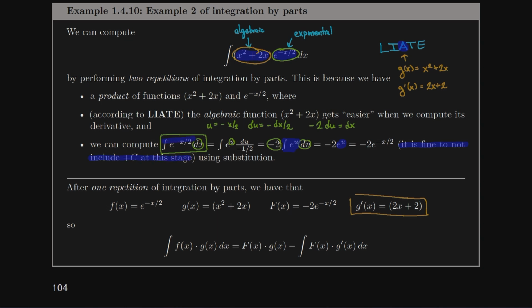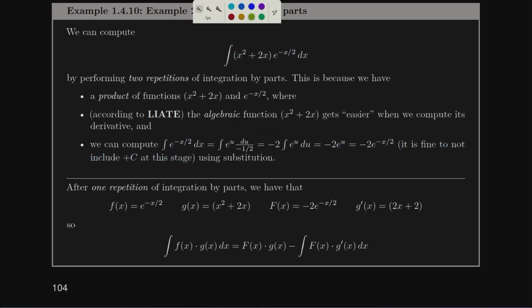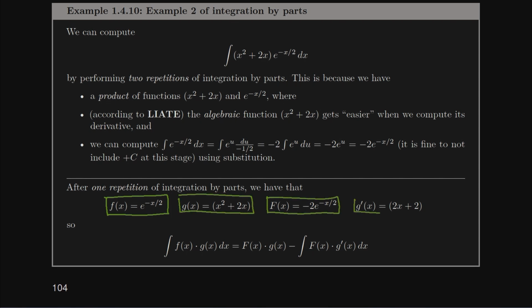And so we end up with the antiderivative of our lowercase f is negative 2 e to the negative x over 2. So now I've defined lowercase f, I've defined lowercase g, I've computed uppercase F, and I've computed g prime.